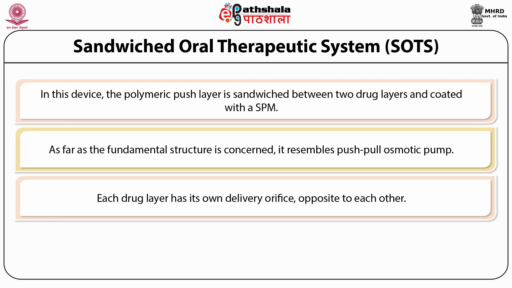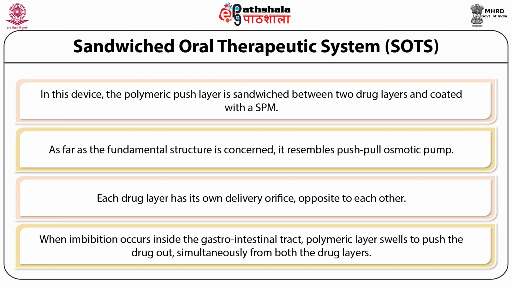Except for this, in the other previous cases we noticed that you have a single orifice, either on the top or somewhere in the middle of a separating layer. However, in this sandwich one, each individual layer has its own orifice. So when imbibition occurs, that is, water comes inside, dissolves the osmogen and creates pressure inside the gastrointestinal tract, the polymer layers swell to push the drug out simultaneously from both the drug layers. This is how it works.